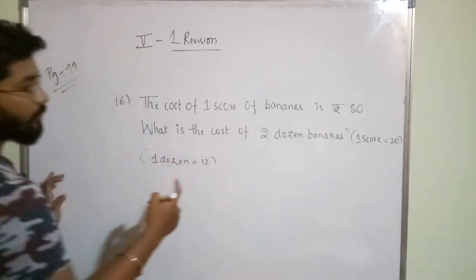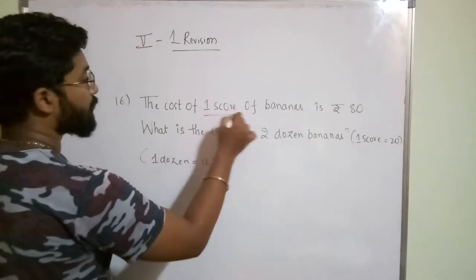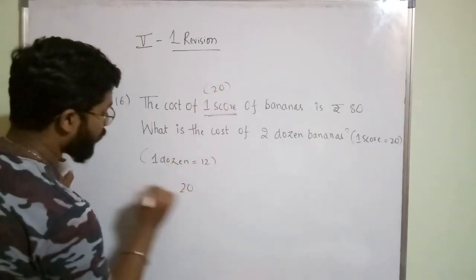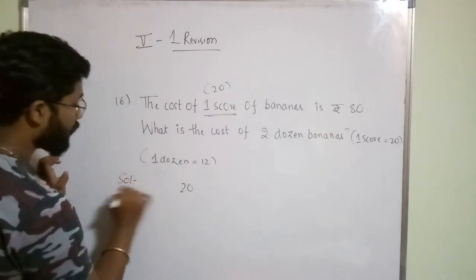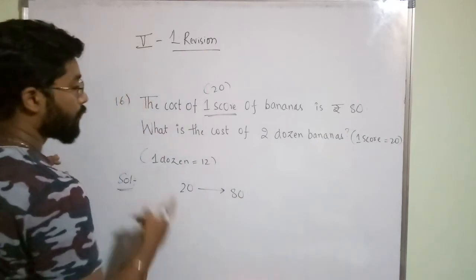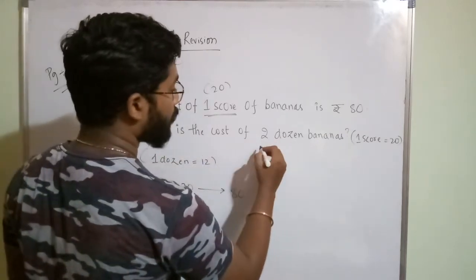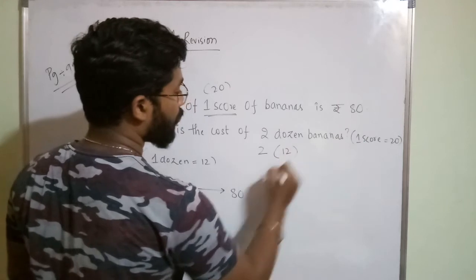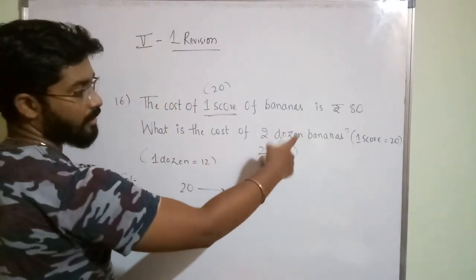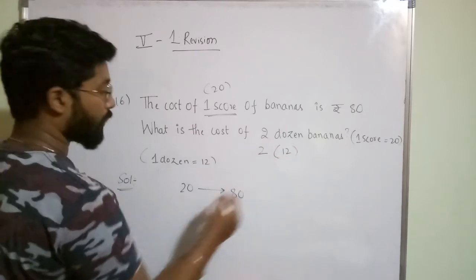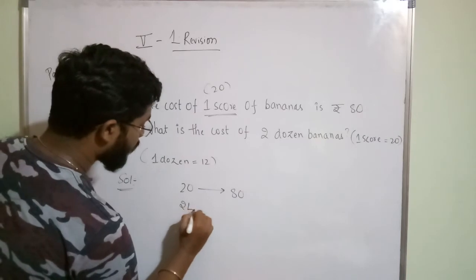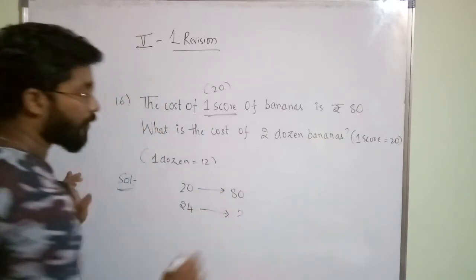Okay, so he is telling the cost of one score means 20 bananas. I am writing the solution. 20 bananas cost is how much? 80 rupees he is telling. So what is the cost of 2 dozen? 2 dozen means 2 into 12. 12 twos are how much? 24, no? For 24 bananas, how much is the cost? We have to find.